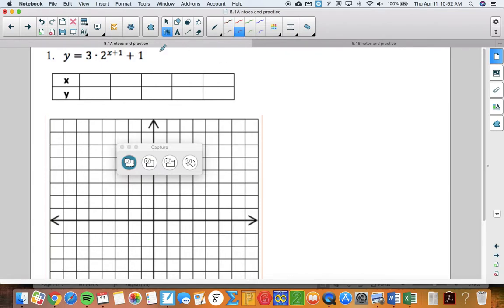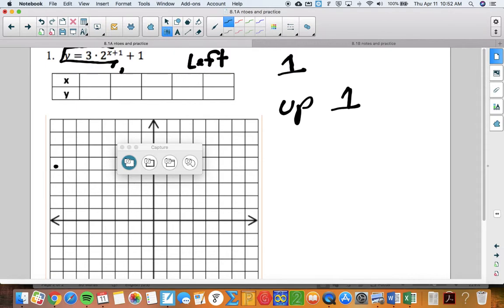So let's try some of this now. Remember, when we're doing this, we want to graph our parent function. We're going to graph y equals 3 times 2 to the x. Now this plus 1 in the exponent shifts us to the left one. Whatever's being done to the x, it's the opposite of the sign, so it's actually like a negative. It's going to move things to the left one, or in a negative direction. And then this plus 1 after that is going to send things up 1.